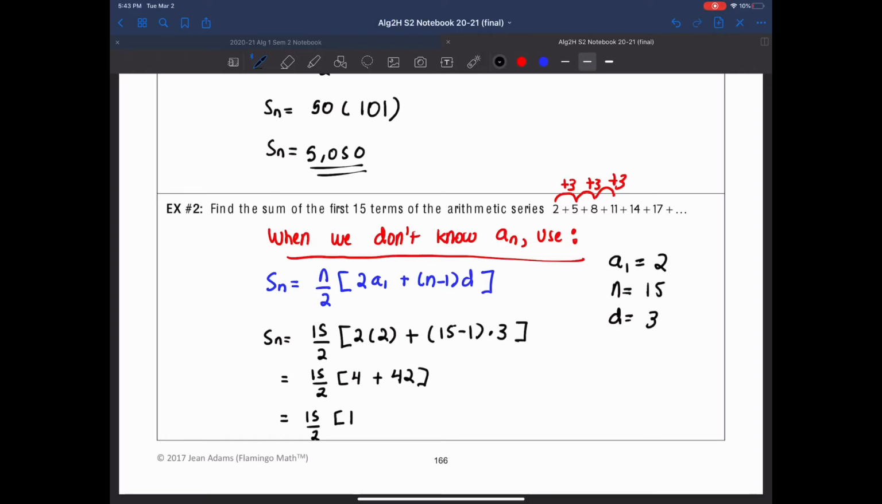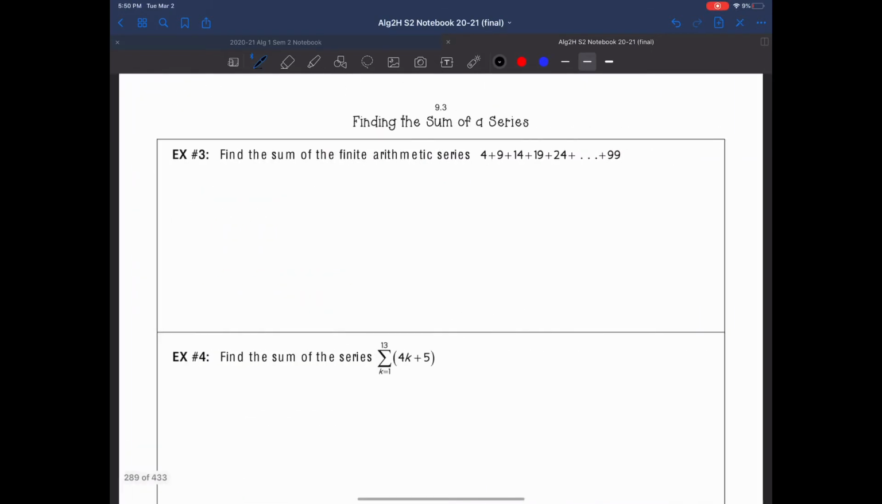me 46. And what I can do now, since I'm multiplying a fraction by 46, the denominator, 2 and 46, we can pull a 2 out of 46 easily. So I can cancel out this denominator, and I get 15 times 46 divided by 2 is 23. And if we do our math here, 15 times 23, that is going to give me S sub n is equal to 345. Okay, so that is how you find the sum of a series if you don't know what the last term is equal to. On to the next page, example number 3.